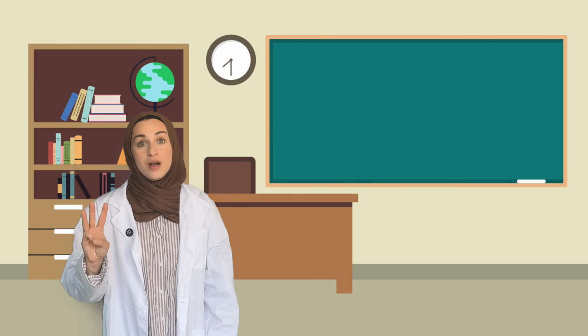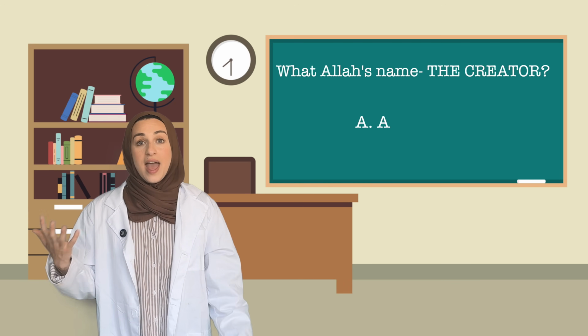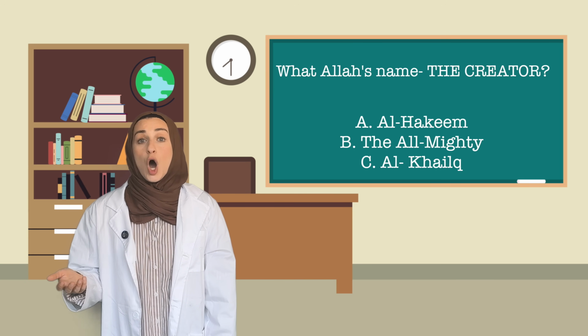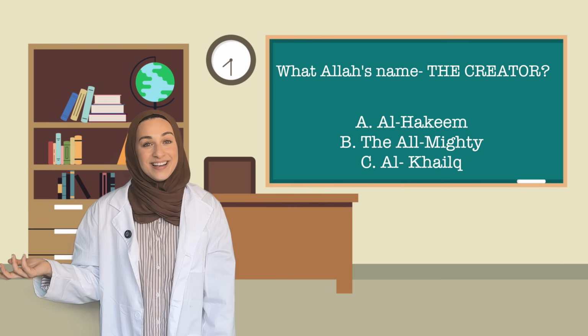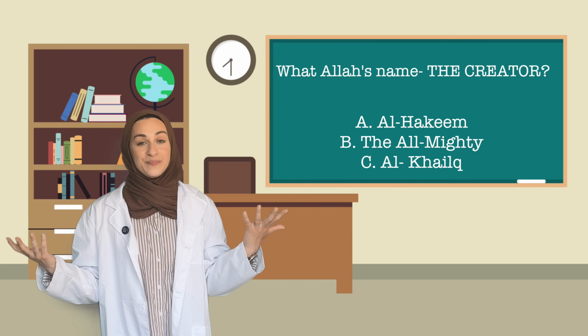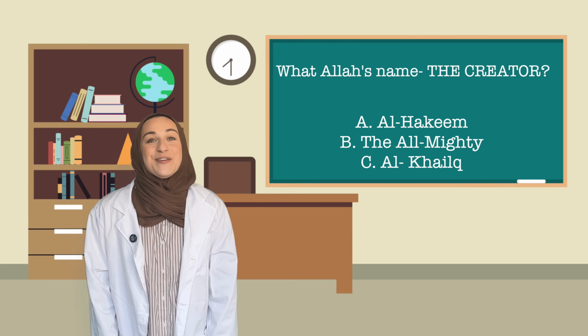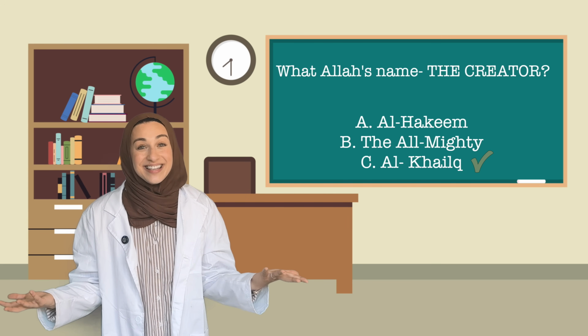Question number 3. What is Allah's name, the Creator? A, Al-Hakim, B, the Almighty, or C, Al-Khaliq? What is Allah's name, the Creator? If you said C, Al-Khaliq, you're correct.